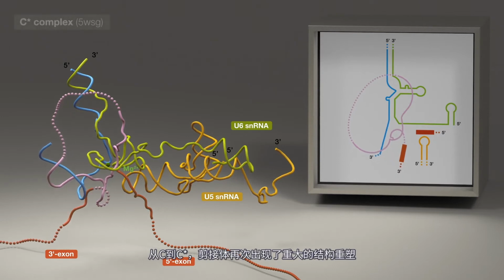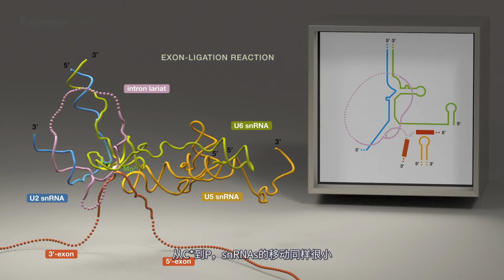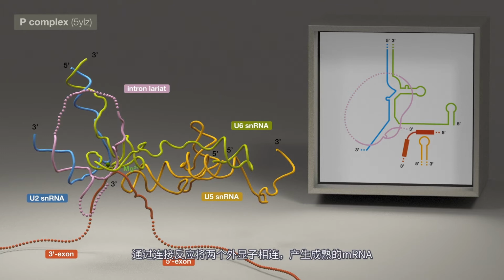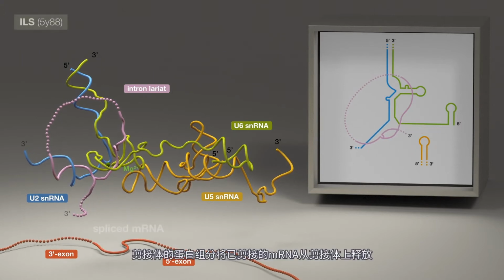Major remodeling is again evident from C to C*, as the lariat junction is removed from the active site to make room for the 3' splice site reactant. From C* to P, movements in spliceosomal RNAs are again minor, as this reaction ligates the exons and gives birth to the mature, spliced mRNA. Finally, during the P to ILS transition, protein components act to eject the spliced RNA from the spliceosome.